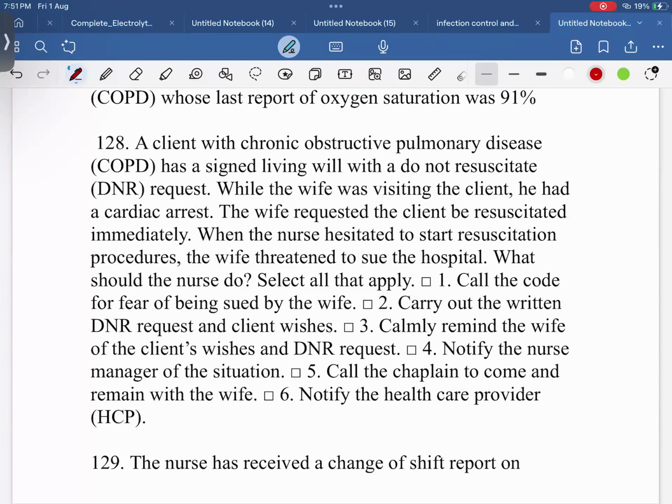Yes, ma'am. Next. Sixth option says notify the healthcare provider. Fifth says call the chaplain to come over and remain with the wife. Fourth, notify the nurse manager about the situation. Calmly remind the wife of the client's wishes and DNR. Carry out the written DNR request and client's wishes. Call the code for fear of being sued by the wife. Now everyone is going to tell me the answer. You can type it out or you can speak it out.